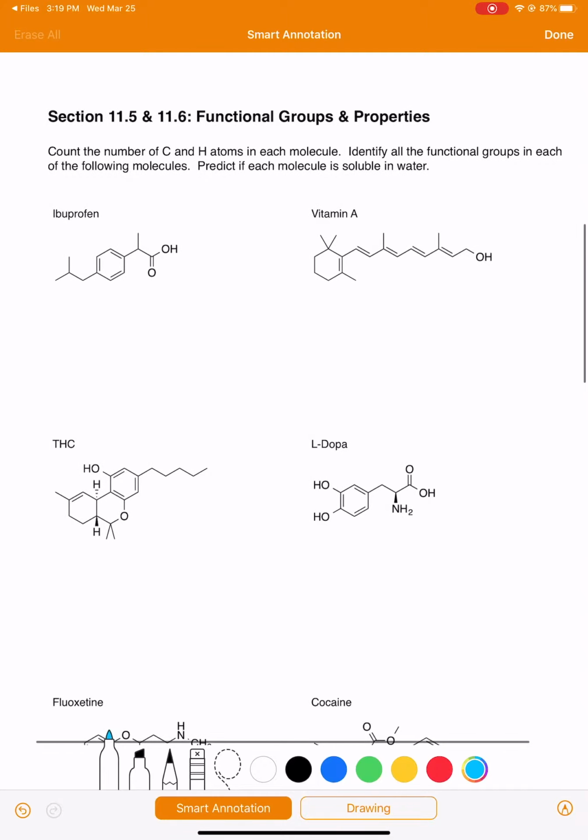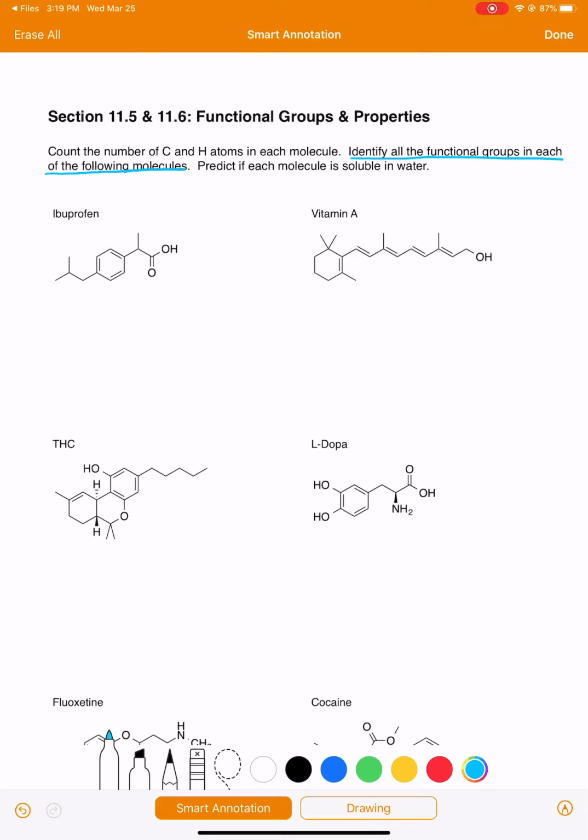So now we're back at this worksheet and we're going to do the next part, which is: identify all the functional groups in each of the following molecules. Hopefully you have somewhere handy the table of functional groups that I showed you in the lecture for section 11.5. I'm going to do it by memory, but you can always reference those 3 tables of functional groups in your textbook.